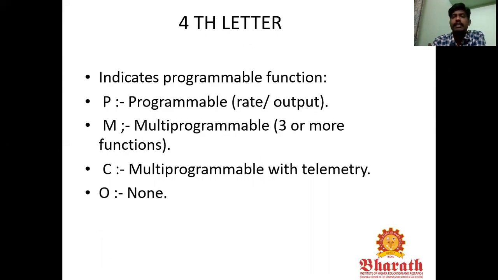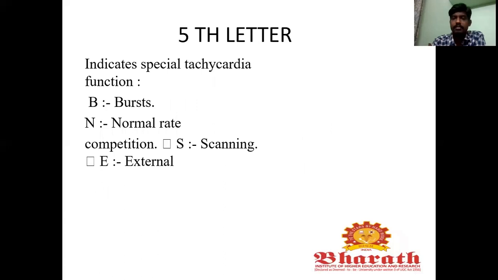Fourth letter indicates programmable function. First, P: programmable rate and output level, which can also be generated. M: multi-programmable, three or more functions at a time. C: multi-programmable with telemetry. O means none.